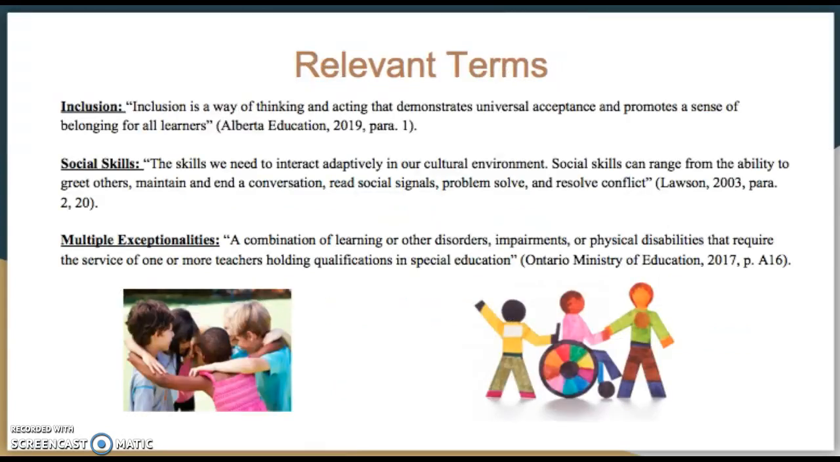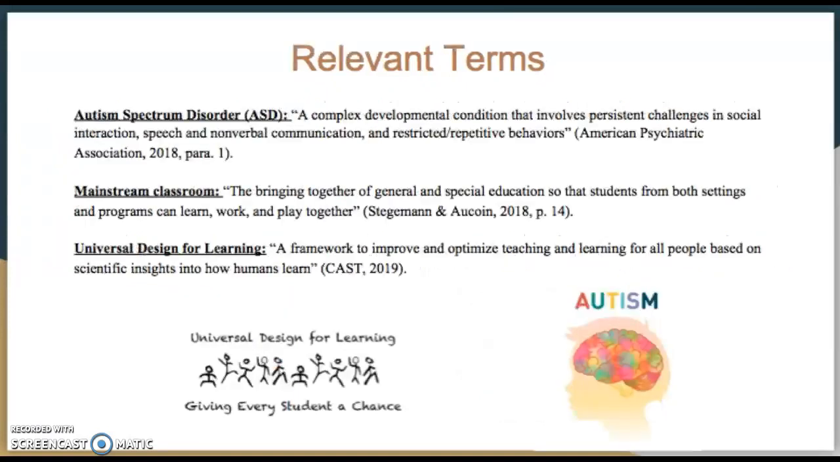Some relevant terms that you may need to know. Inclusion. Inclusion is a way of thinking and acting that demonstrates universal acceptance and promotes a sense of belonging for all learners. Social skills: the skills that we need to interact adaptively in our cultural environment. Social skills can range from the ability to greet others, maintain and end a conversation, read social signals, problem solve and resolve conflict. Multiple exceptionalities is a combination of learning or other disorders, impairments, or physical disabilities that require the service of one or more teachers holding qualifications in special education.